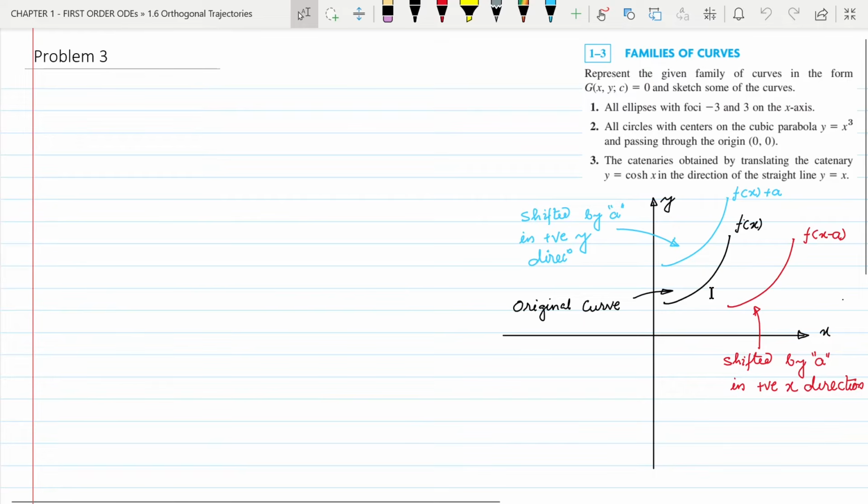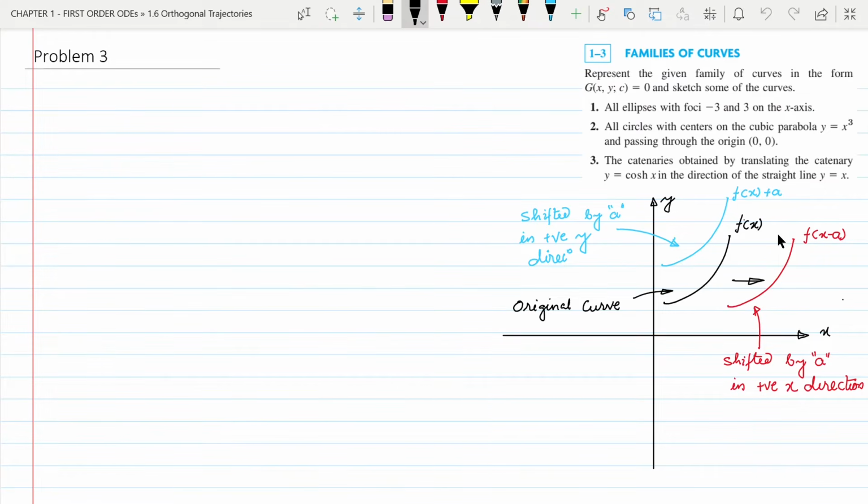So let us consider this original curve f of x and understand what will happen to the equation of the original curve if we translate this curve in the positive x-axis direction. So this red curve shows the translation of the original curve in the x direction only. If we shift the original black curve y equal to f of x in the x direction, then the f of x curve will become f of x minus a. This we can get by putting x minus a in place of x in the original equation of the function.